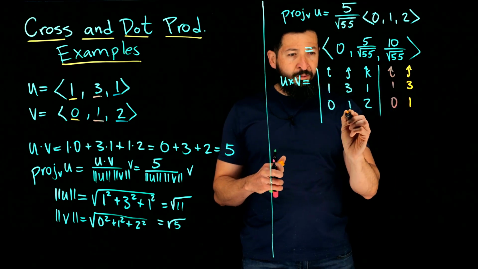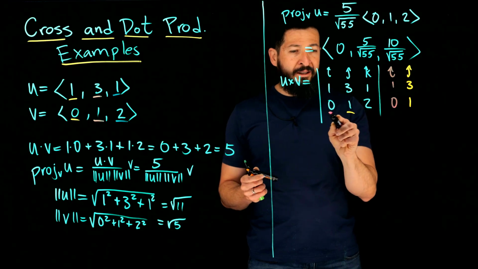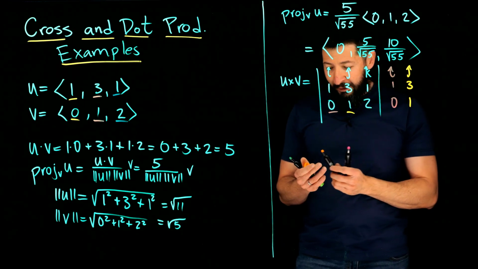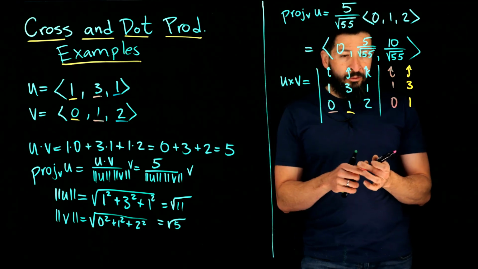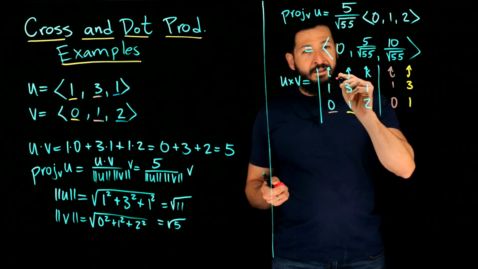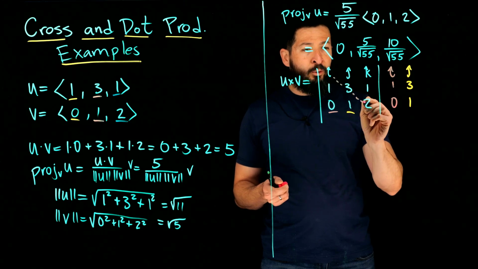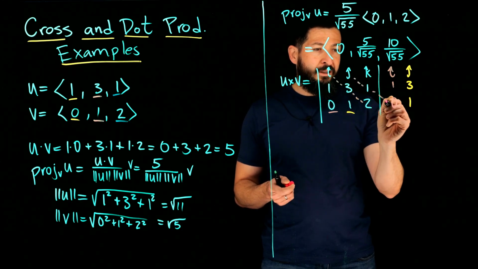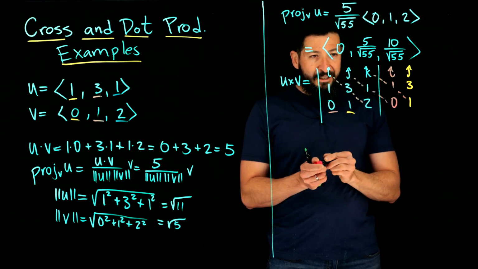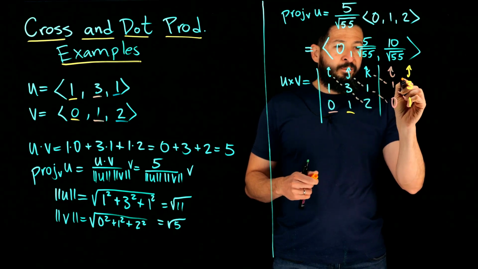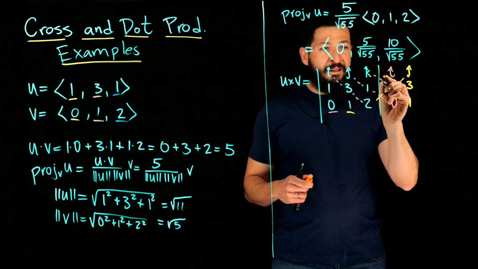So I just grabbed these two columns and I put them on the side of my matrix to the right. And then to compute my determinant, I'm just going to go in, say, call it the forward direction if you want. And in this direction, I'm going to get all positives. And in the backward direction, if you will, I'm going to make them all negative.